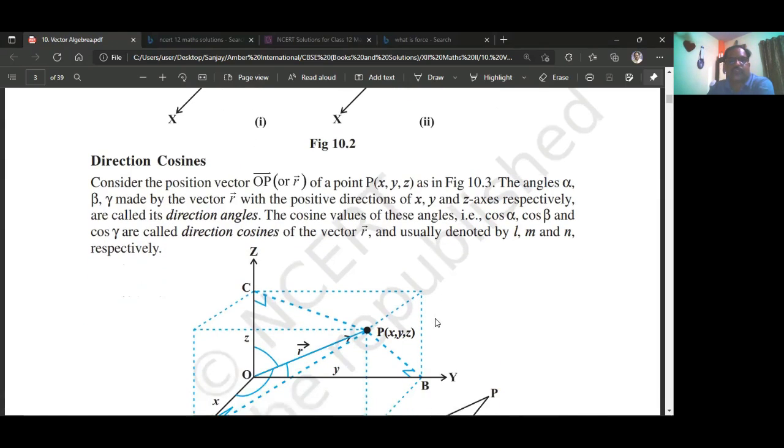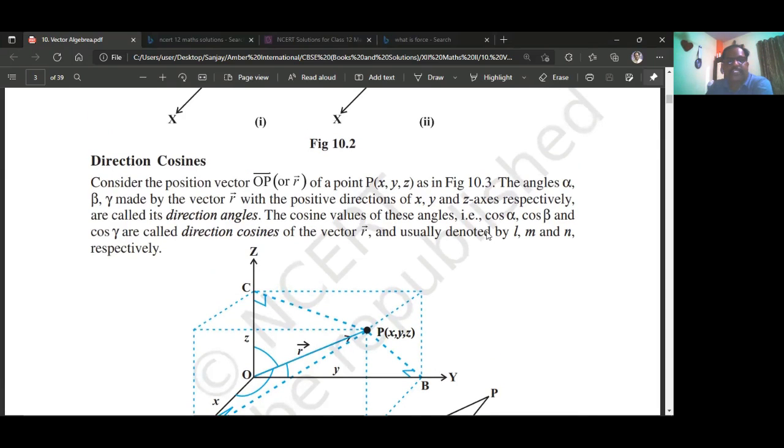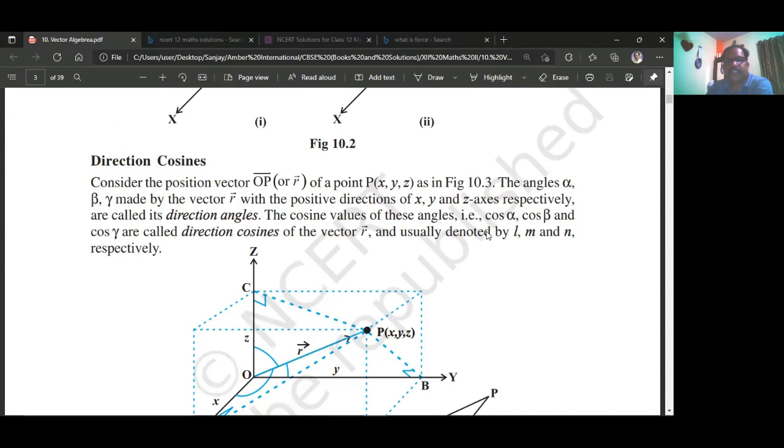So what are the direction cosines? Let's see here. Consider the position vector OP bar of a point P(x, y, z) as shown in this diagram. The point P(x, y, z) is in space. Now the angles alpha, beta, gamma made by the vector r bar with the positive directions of the x, y and z axes respectively are known as the direction angles.